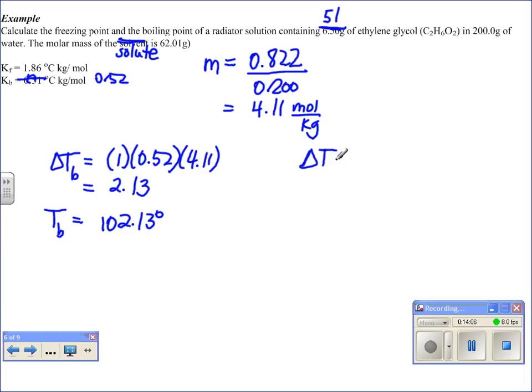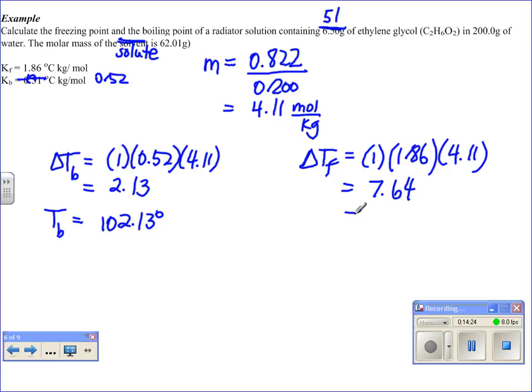For our freezing point depression, the Van 't Hoff factor is 1. The constant is 1.86 times 4.11. And we get 7.64, so our new freezing point is -7.64 degrees Celsius. This is appropriate for a radiator solution because we need it not to freeze when the engine is cold or to boil when the engine is hot.